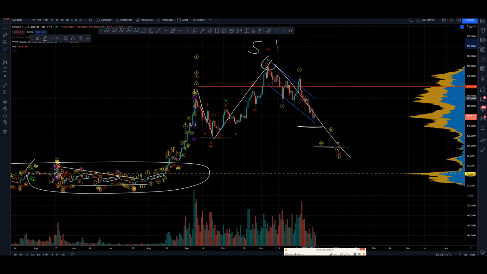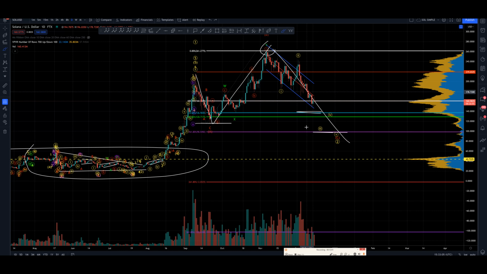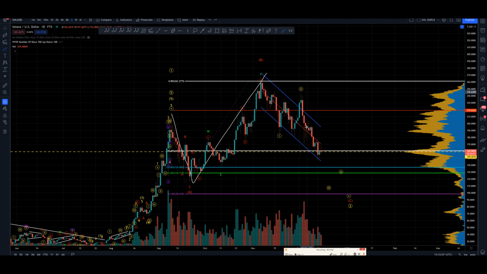And this will prove to be something else. Maybe a zigzag, X-wave here, then another zigzag, possibly. So maybe a WXY double zigzag could be possible. Just get rid of those doodles.